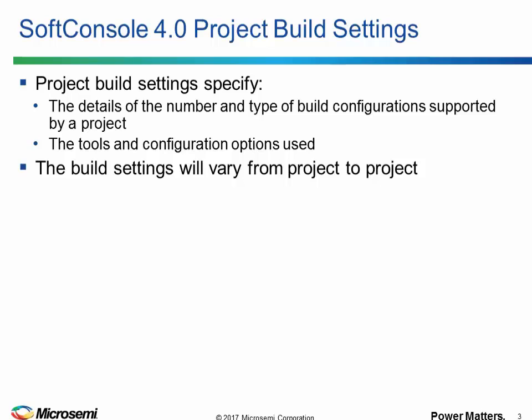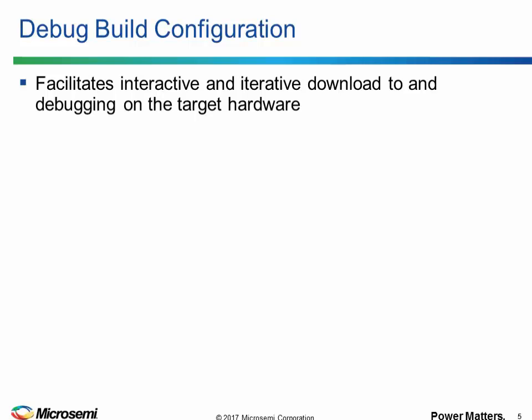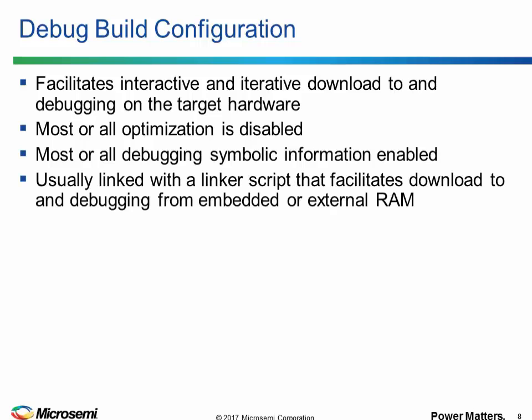Some settings are specific to a particular build configuration, while others apply to all build configurations. By default, SoftConsole projects normally contain two build configurations named Debug and Release. The Debug build configuration facilitates interactive and iterative download to and debugging on the target hardware. Most or all optimization is disabled, and most or all debugging symbolic information is enabled. This configuration is usually linked with linker settings or a linker script that facilitates download to and debugging from embedded or external RAM.